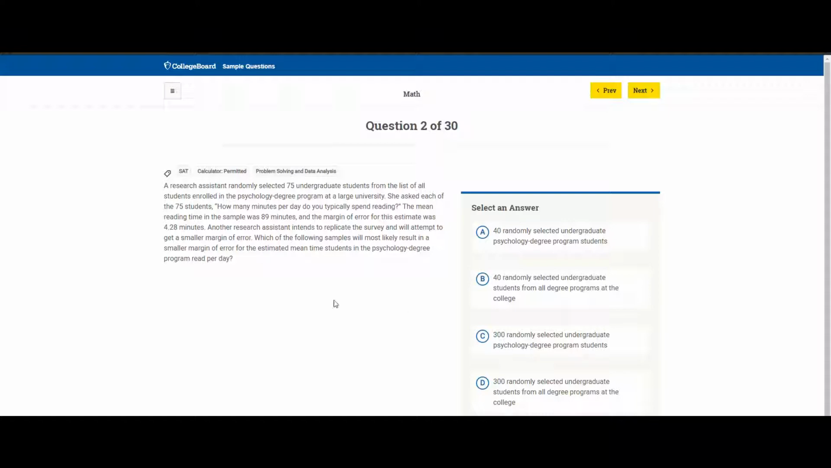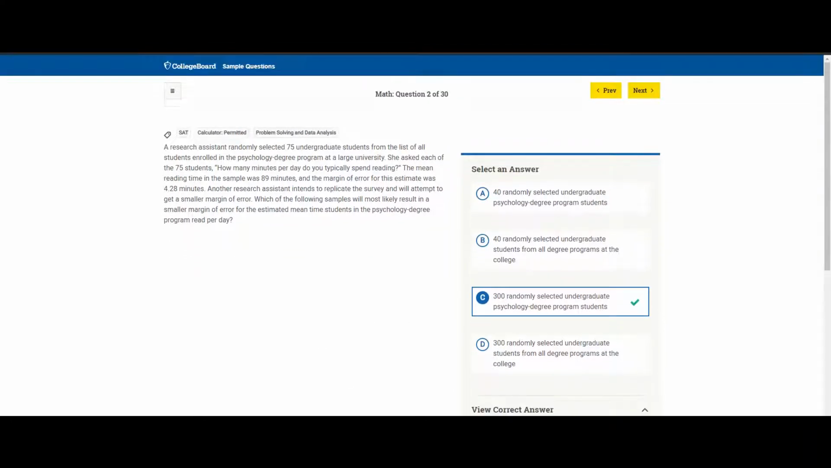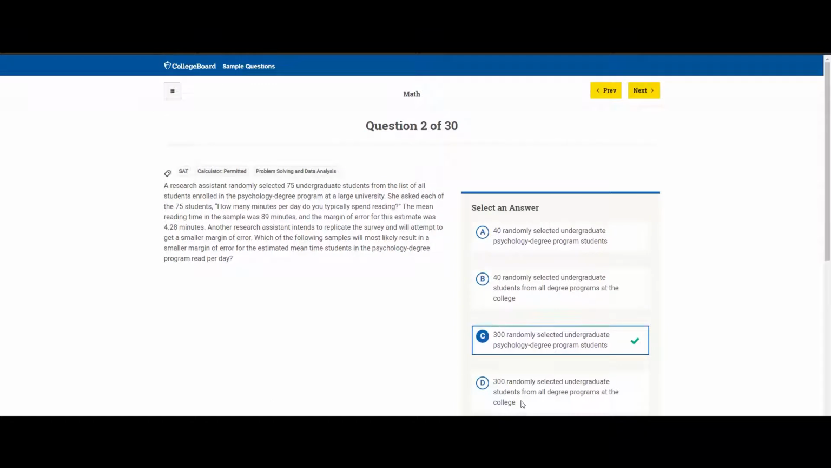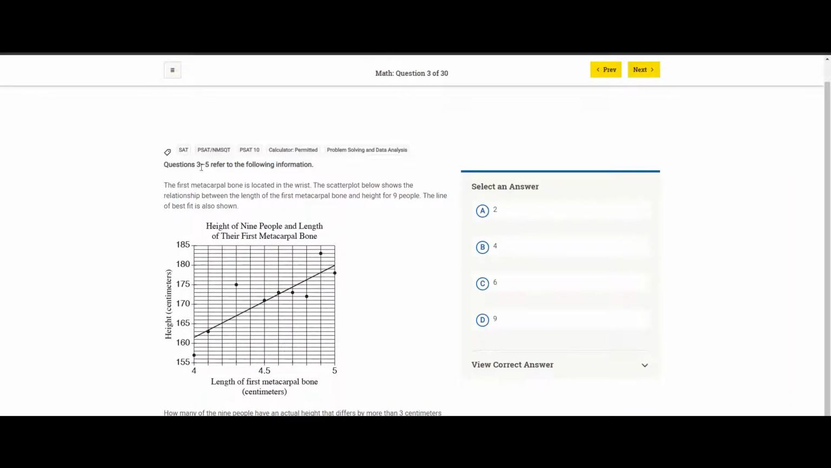So we're looking at samples where we can get a smaller margin of error. Whenever you're in statistics, if you want a smaller margin of error, you always go for the bigger sample. But you want to make sure it's a specific sample of the psychology degree program. So these don't work, and so C should be the correct answer. Yes, C should be the correct answer in this instance.